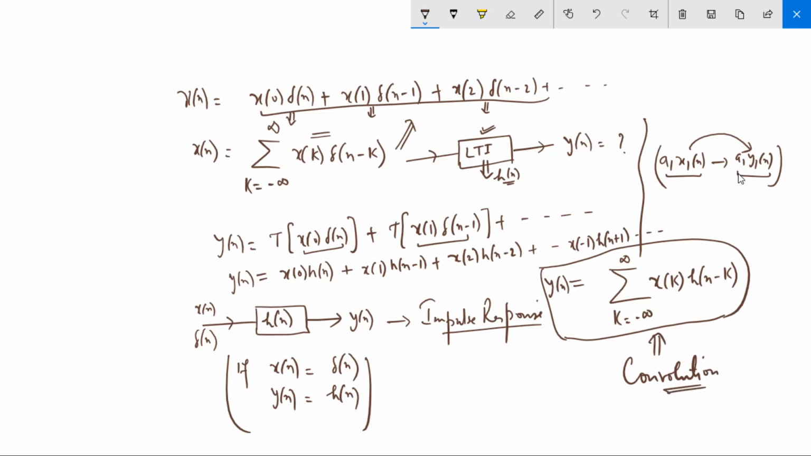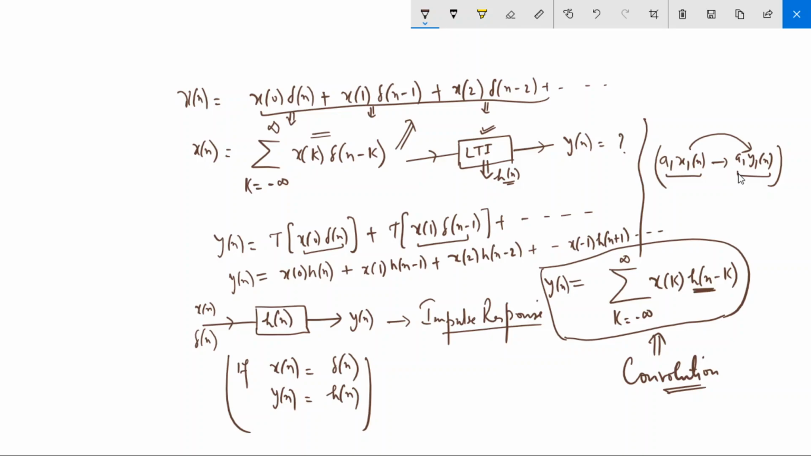Okay, so convolution is nothing but the response of an LTI system in terms of its unit impulse response, that is h of n. So if you know the impulse response of any system which is LTI, you can find the output of that system for any input using this convolution equation. Convolution sum we call it as. For continuous it will be convolution integral.